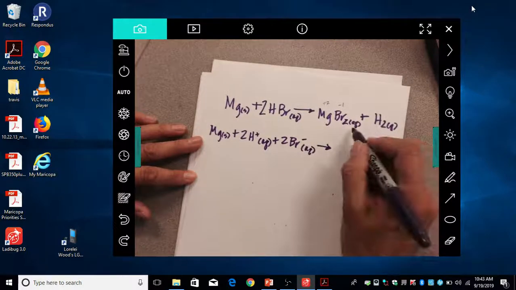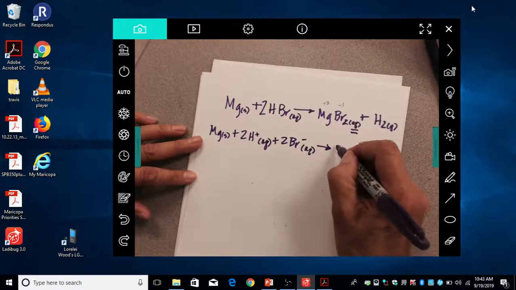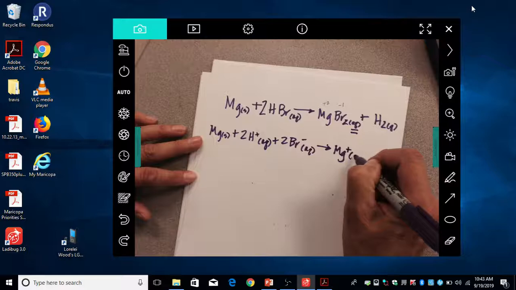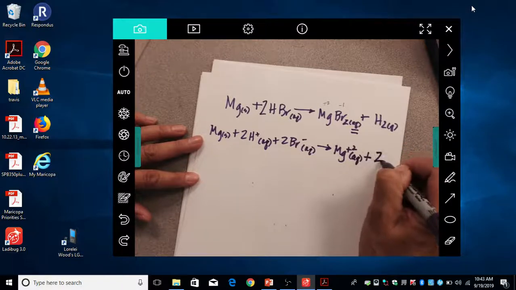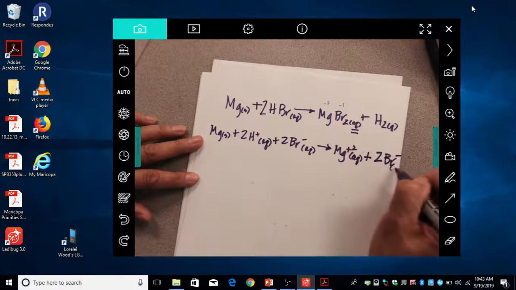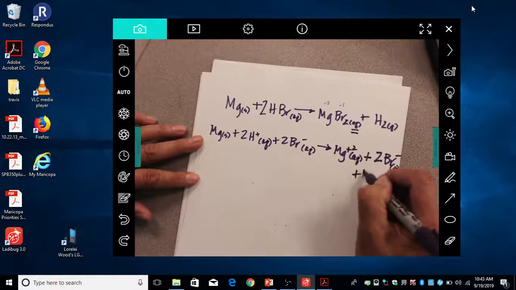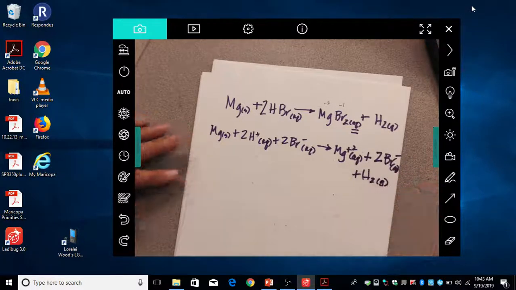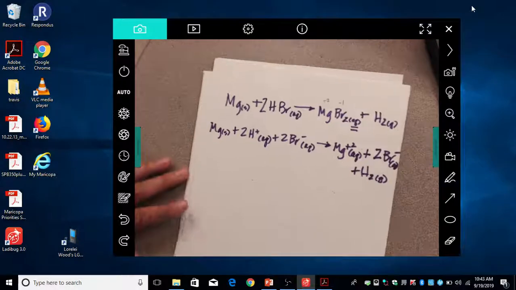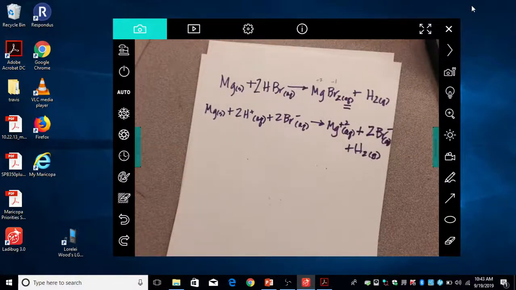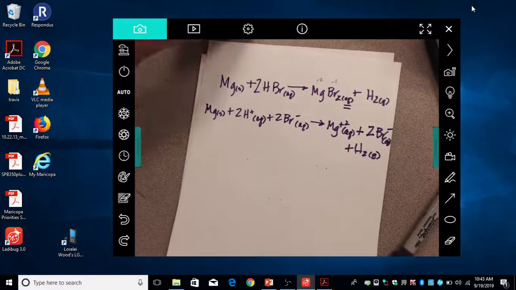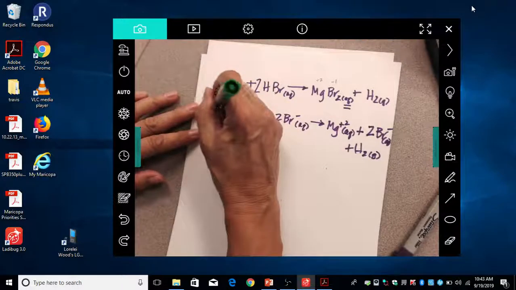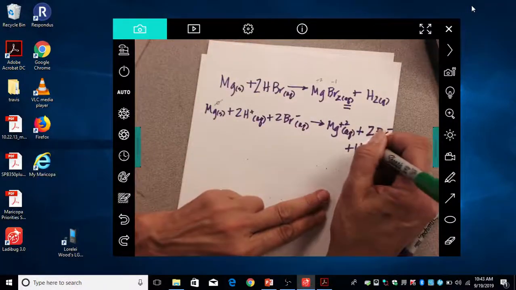So now, because it's also in aqueous solution, I'm going to have a magnesium ion with a +2 charge in aqueous solution, plus 2 of those bromide ions, also in aqueous solution, plus my H2 gas. All right, in this equation, what is my spectator ion? Magnesium and bromine. No, magnesium is not. That's like saying I can cancel x squared on one side and 2x on the other, right? Spoken like a former algebra teacher.